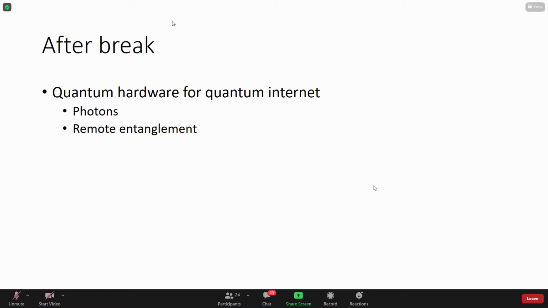Okay, so I think we will slowly get started with the next part of today's lectures. So we will talk about how we can really build the hardware now that we need to build these quantum key distribution and Bell tests that we talked about last time in the exercise. So the key idea is we will use photons.